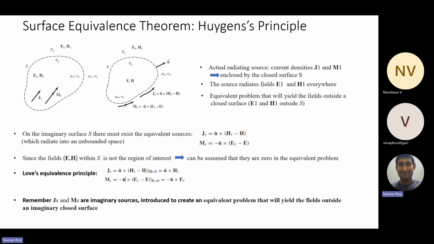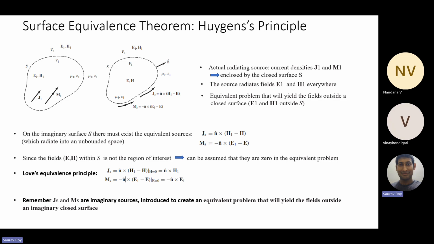JS equals n cross H1 minus H. So this n is the outer normal of this boundary S. And with that, if you take n cross H1 minus H, that gives you the tangential component of the magnetic field, H1 minus H. And if you take the n dot product of H1 minus H, it will give you the normal component of the magnetic field, H1 minus H. Is it understood? Yes, sir.